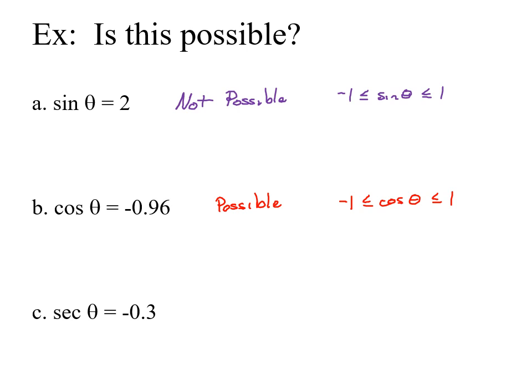Secant theta being negative 0.3, that is not possible. Secant and cosecant cannot be between negative 1 and 1. So you have to go either less than negative 1 or bigger than positive 1. Since that negative 0.3 is between negative 1 and 1, that's not going to be possible.